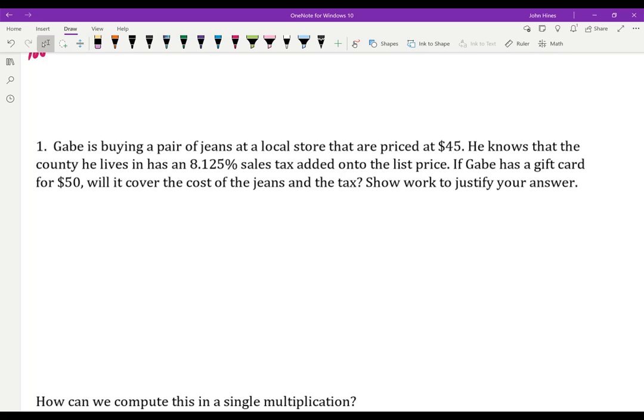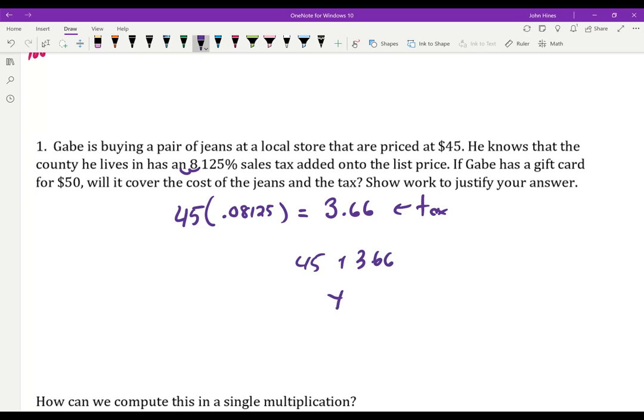So let's see. It's $45 and I'm paying 8.125% sales tax. So how much tax do I owe? Well, I owe $3.66 in tax. So 45 plus 3.66, that's only 48.66. He's good to go. Gabe is good. He can buy it because he only has to pay 48.66.